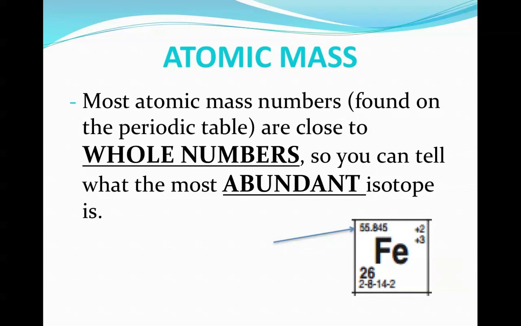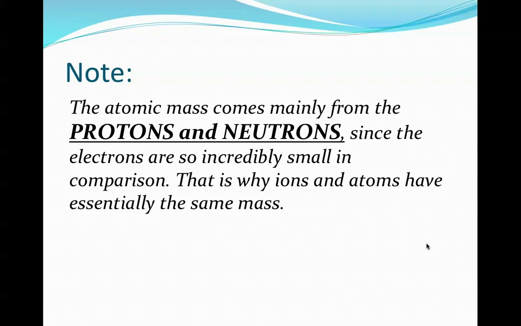Also, we can look at an atomic mass to figure out what the most abundant isotope is. Most of the atomic masses found in the periodic table are pretty close to whole numbers, so we can tell what the most abundant isotope is of various elements. For iron, which has 55.845, I know that the most abundant isotope of iron has a mass number of 56. Also, the atomic mass comes mainly from the protons and neutrons. Since electrons are so incredibly small, ions and atoms have essentially the same mass.